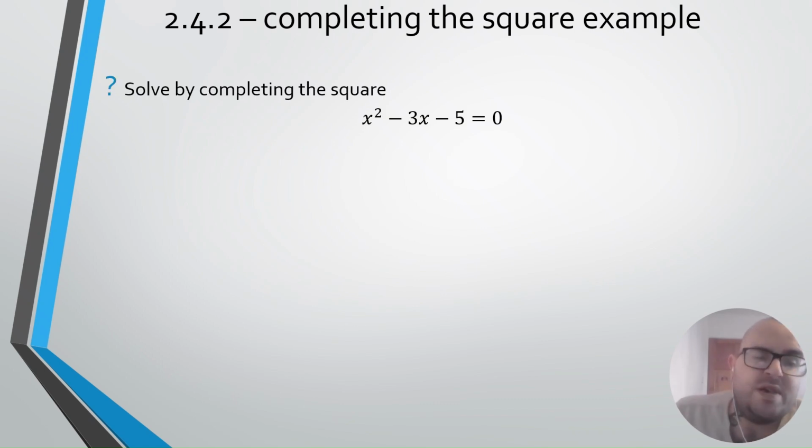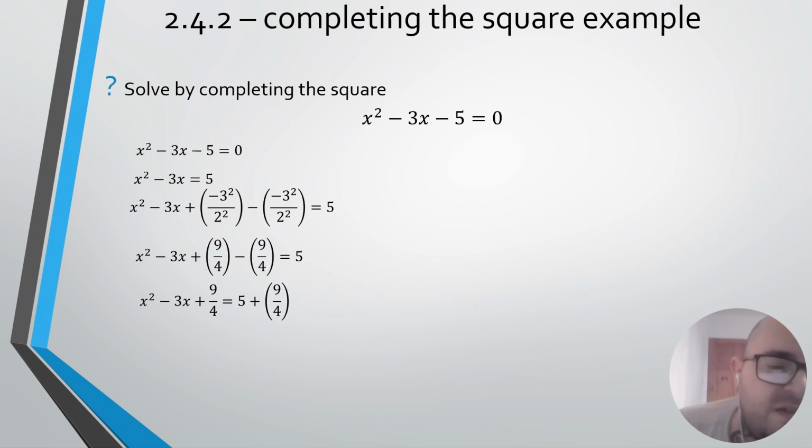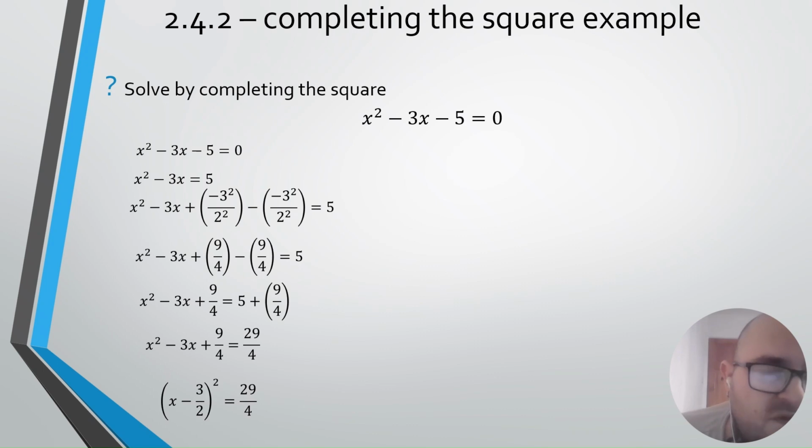Completing the square example. Solve by completing the square. X squared minus 3x minus 5 equals 0. So we have the equation. We take c over to the right hand side. That gives us x squared minus 3x equals 5. We then half the b, which is negative 3. So we have plus negative 3 over 2 squared minus negative 3 over 2 squared. So you get x squared minus 3x plus 9 over 4 minus 9 over 4 equals 5. We keep positive 9 over 4 on the left, take the negative 9 over 4 to the right, and it simplifies down to x squared minus 3x plus 9 over 4 is equal to 29 over 4.